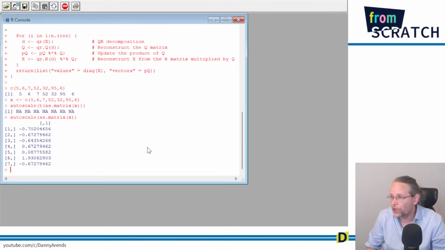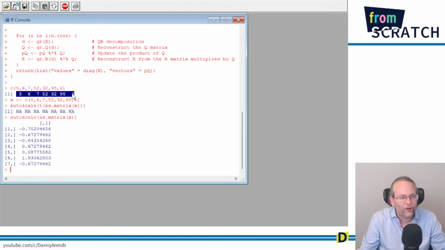Right, so here you see how autoscaling works. These are the numbers that we inputted, and it's going to be the column of our matrix. What it does is compute the mean, and then compute the standard deviation, and then it's subtracted. So it means that the original number 5 is negative 0.7 standard deviations away from the mean value, while this large value, 92, is 1.93 standard deviations above the average of the vector. Right, so that is how autoscaling works.